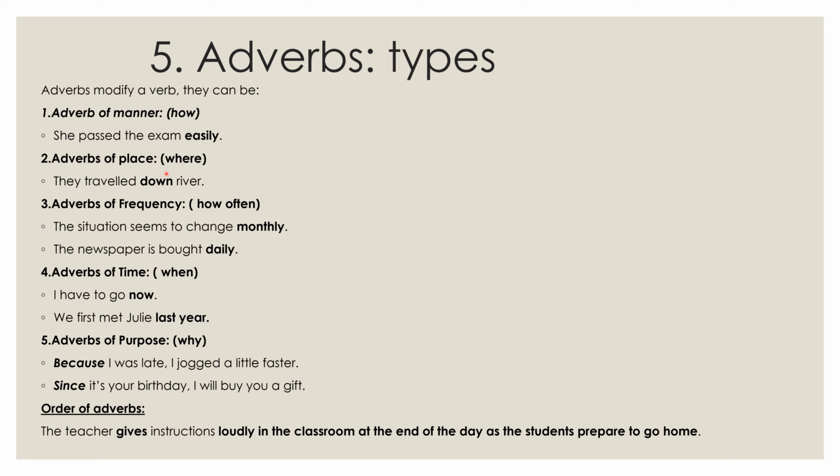On the other hand, adverb of place tells us about where something happened. Adverb of frequency shows how often something happened. Then adverb of time tells us when something happened. Adverb of purpose tells us why something happened. So this is always having some adverb of purpose, like because I was late, I jogged a little faster. Since it's your birthday, I will buy you a gift. So this is giving us some reason.